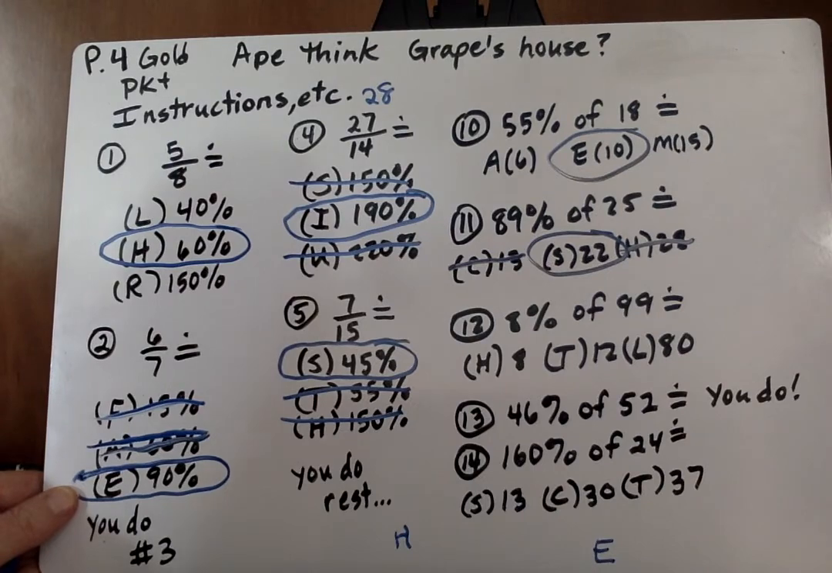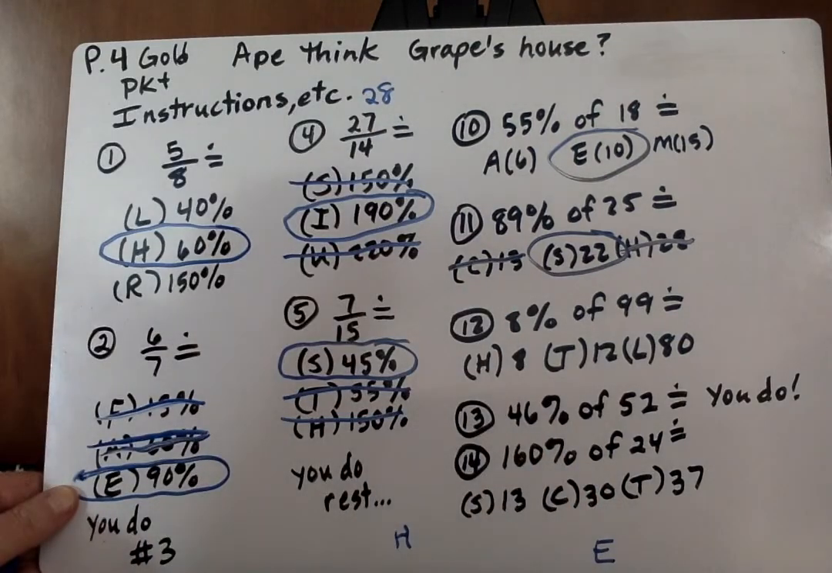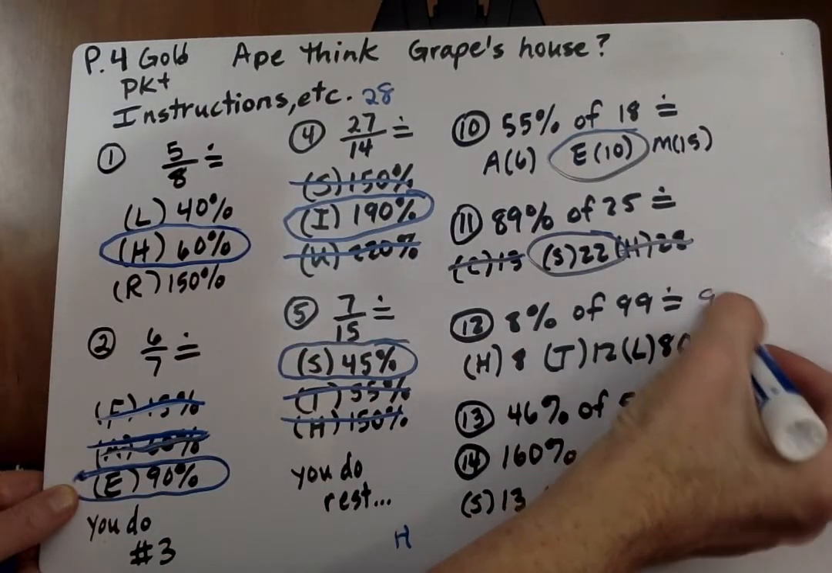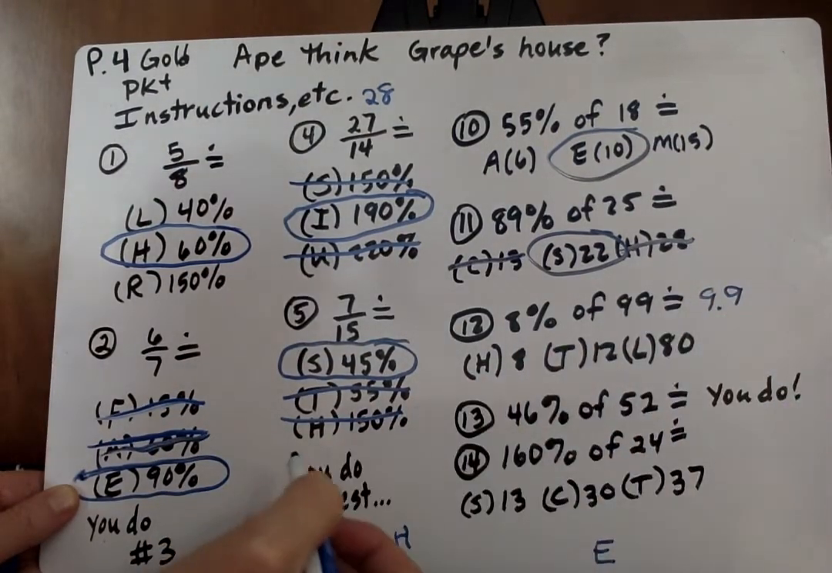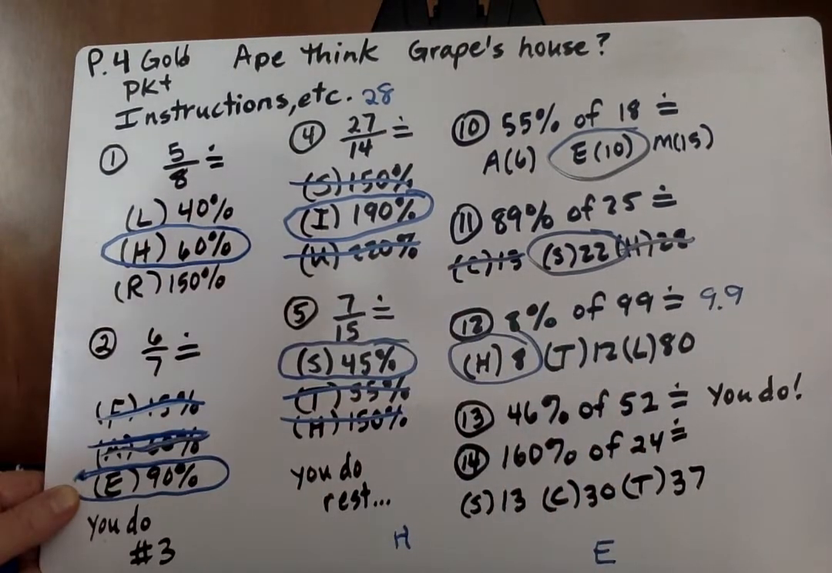Okay. Number 12, 8% of 999. Okay. Now, if it was about, so 10% of 9.99 is 9.9. So it has to be just under 9 if it's 8%. So it's got to be that one.